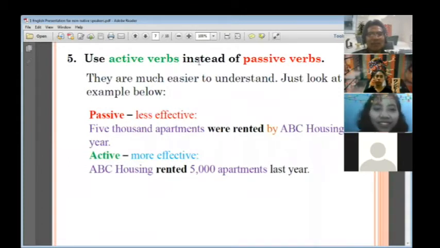Use active verb instead of passive one. Ini yang bersama dengan yang tadi. Why? Because they are much easier to understand. Just look at an example below. Example, passive, which is less effective: 5,000 apartments were rented by ABC Housing.